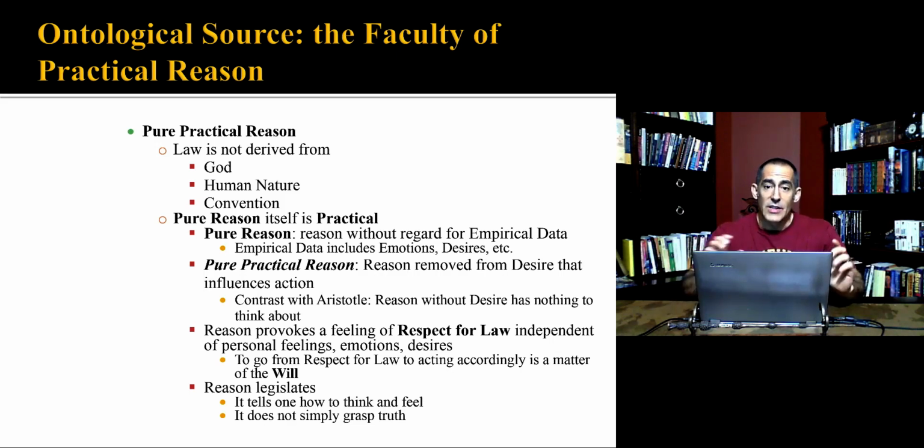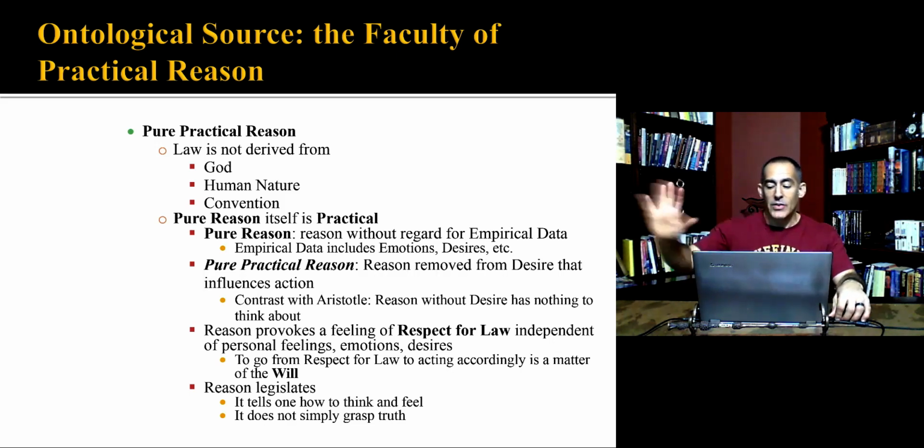Pure practical reason is that this pure reason, cut off from the data, is going to be able to reason about practical things, about actions. Right? We're able to reason as to what we should do without considering our desires.